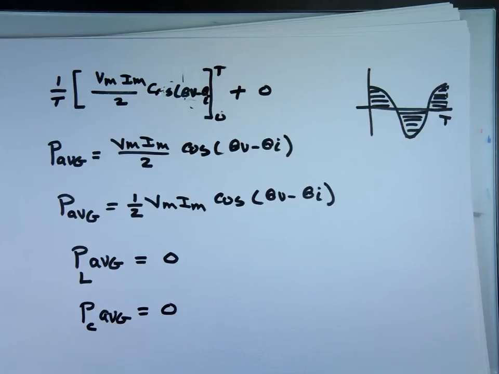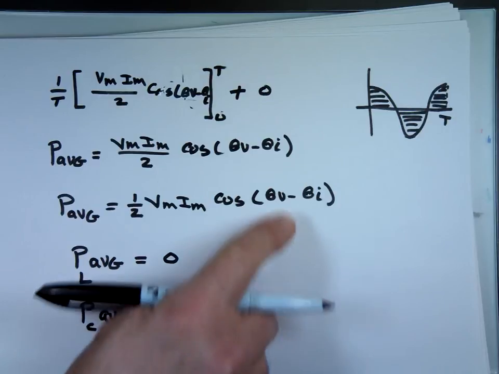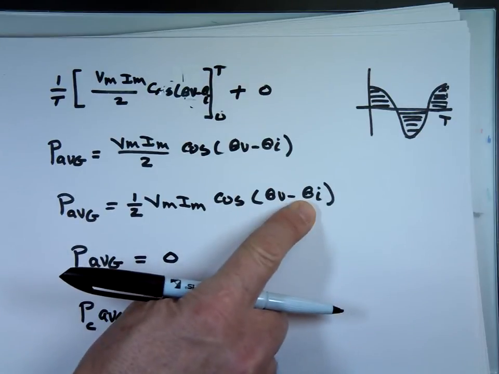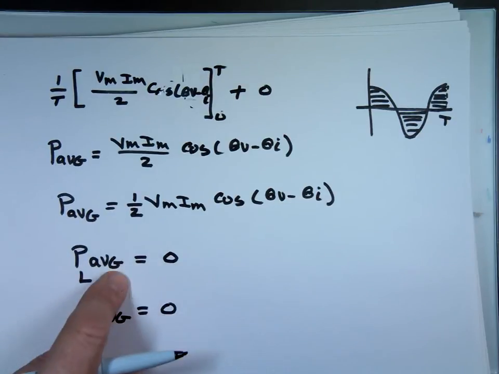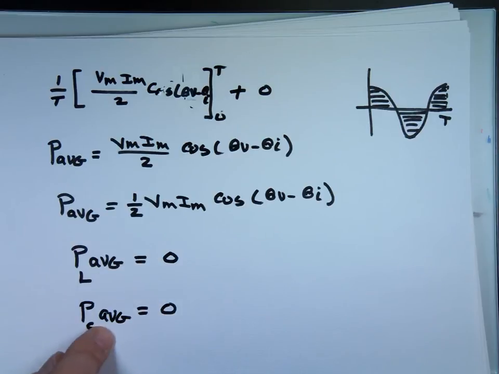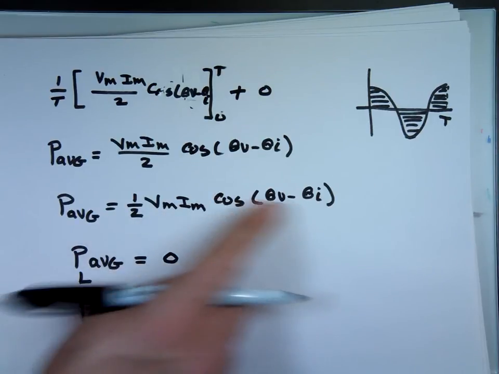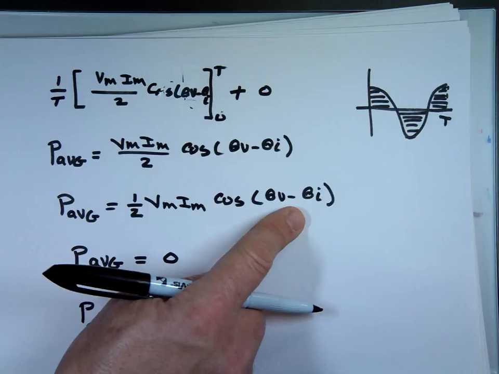So what is the average power absorbed by capacitor and inductor? Always a 0. Again, the reason is this θV minus θI will be either plus or minus 90. It depends if it's inductor versus a capacitor. And cosine plus 90 degrees or cosine negative 90 degrees is always a 0. 0 times anything is 0.